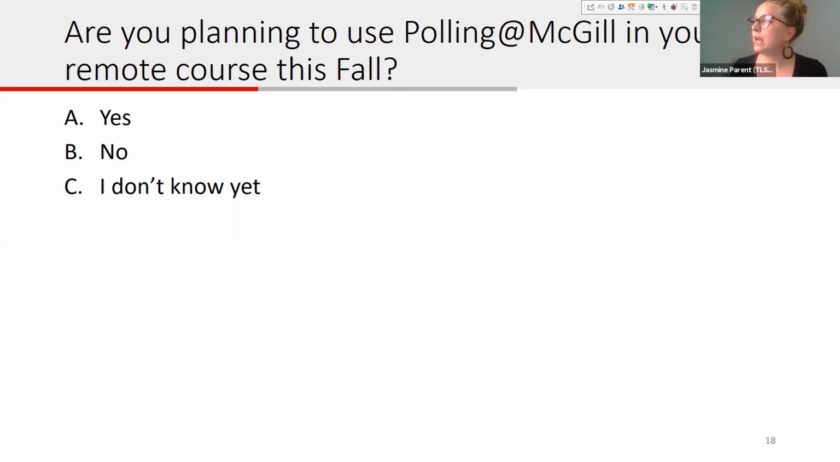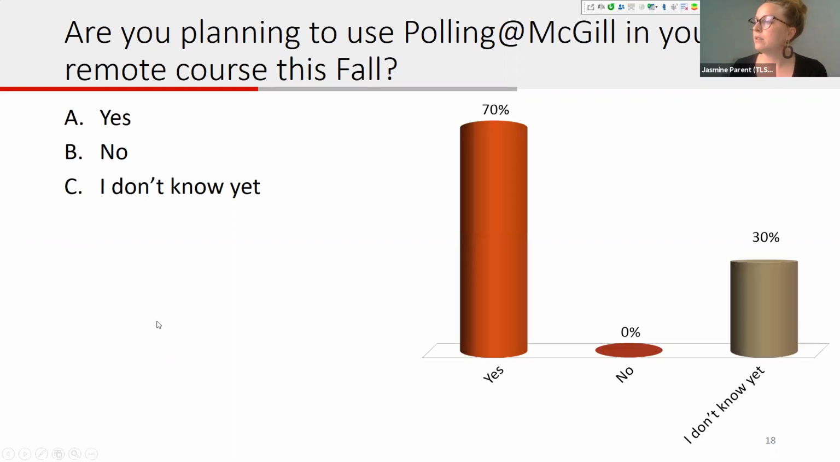So we're going up to 8. I'll let it hit 10 and then I'll close it. So 9 and 10. So yes, 70% of you are and 30% of you don't know yet. Hopefully we can convince you, and none of you said no. That makes sense, but that's good to hear.